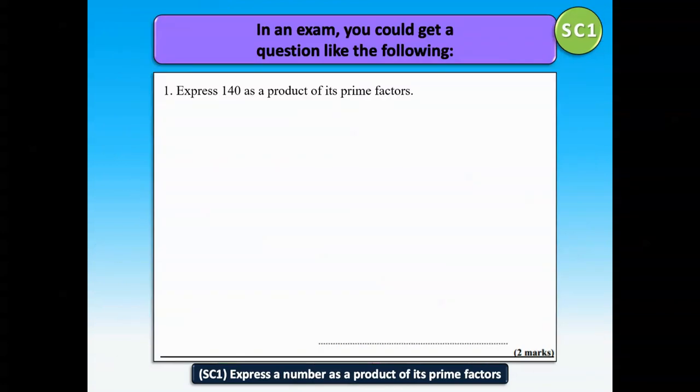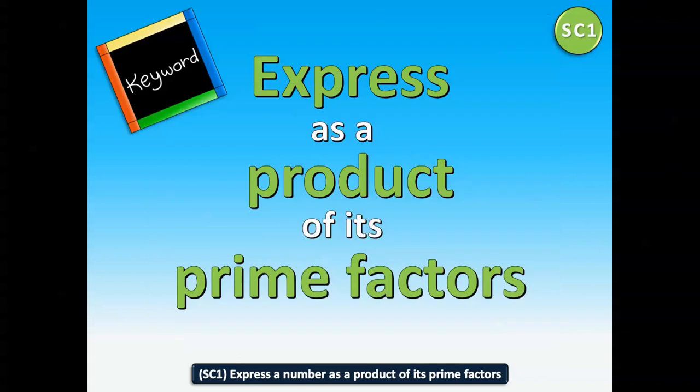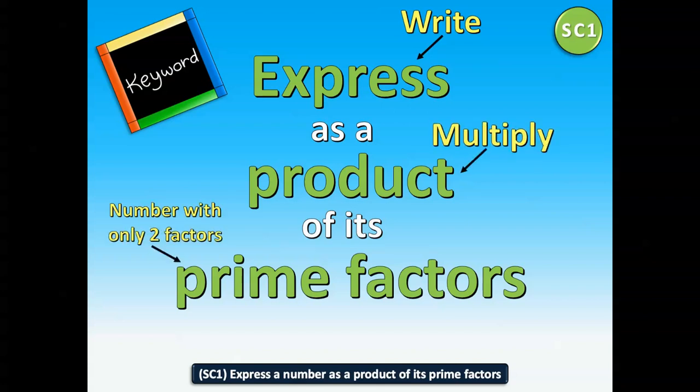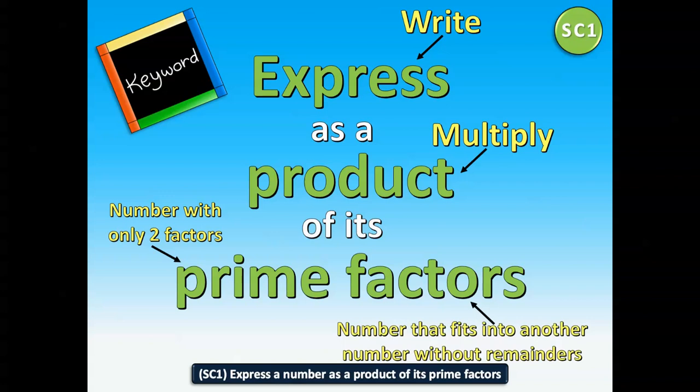So in an exam, you could get a question such as the following, and it'll say express, and then it'll give a number as a product of its prime factors. So what does this mean? Well, express is another word for write. Product means multiply. Prime numbers are numbers with only 2 factors. And a factor is a number that fits into another number without remainders.